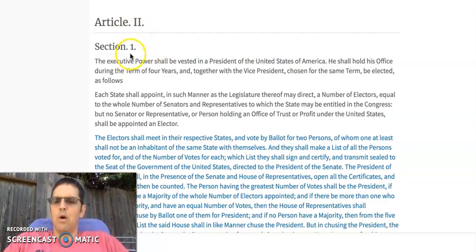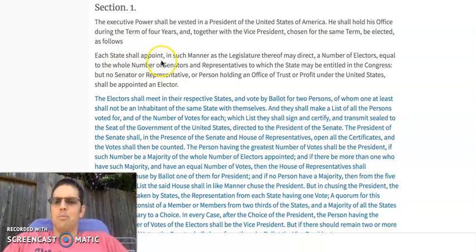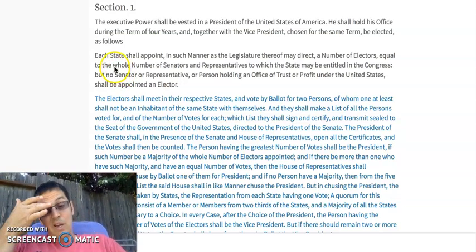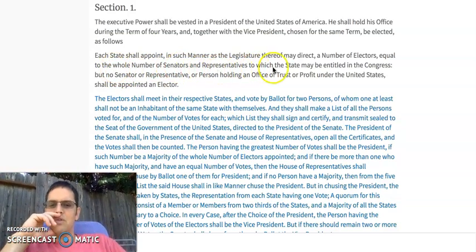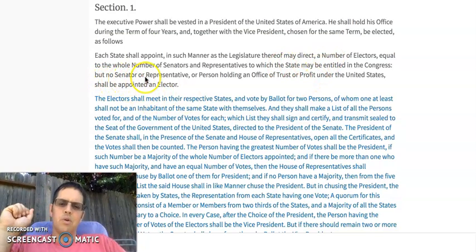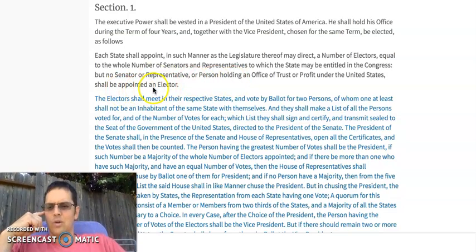Article 2, Section 1. The executive power shall be vested in a President of the United States of America. He shall hold his office during the term of 4 years, and together with the Vice President chosen for the same term, be elected as follows. Each state shall appoint in such manner as the legislature thereof may direct a number of electors. So here we are with the Electoral College, equal to the whole number of senators and representatives to which the state may be entitled in the Congress, but no senator or representative or person holding an office of trust or profit under the United States shall be appointed an elector.